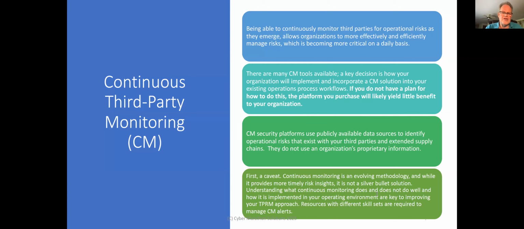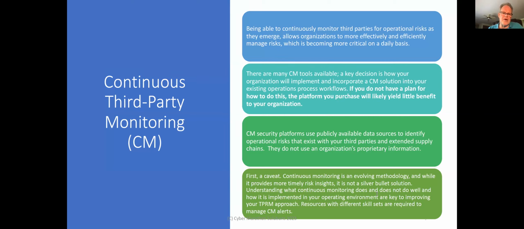exposed to. So one of the other things that it will do for you is if you have a continuous third-party monitoring function set up within your organization, when it comes to onboarding third parties, prior to signing a contract, you have the ability to run that proposed third party through your continuous monitoring system and see if any negative information is detected about that third party.